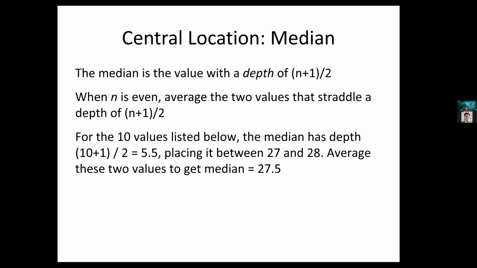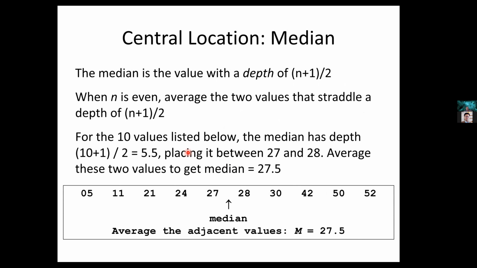Now the median, this is just going to be a quick review. Some of us have heard about the median. Now for the 10 values listed below, the median would be here. So your median would be between 27 and 28, which is 27 and a half. And mathematically, that is how you find it.